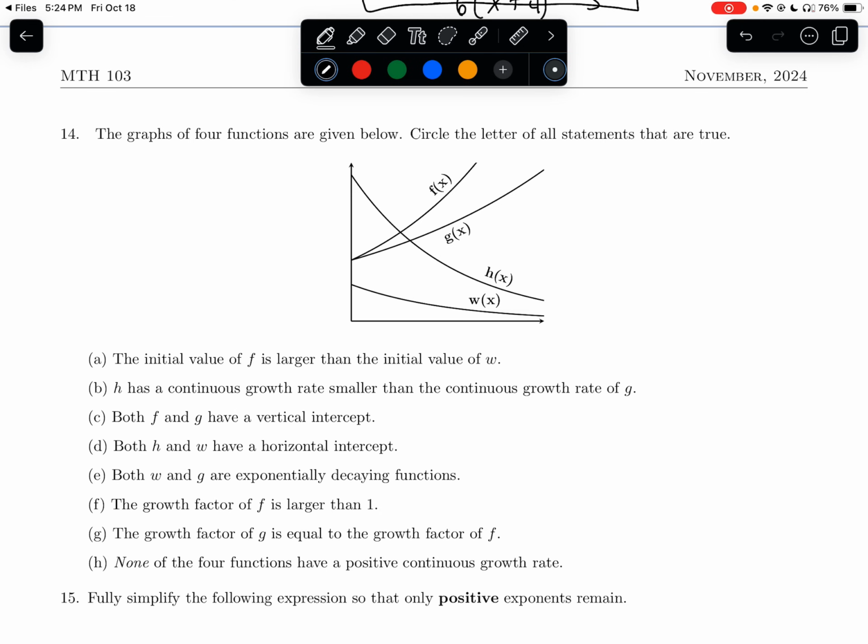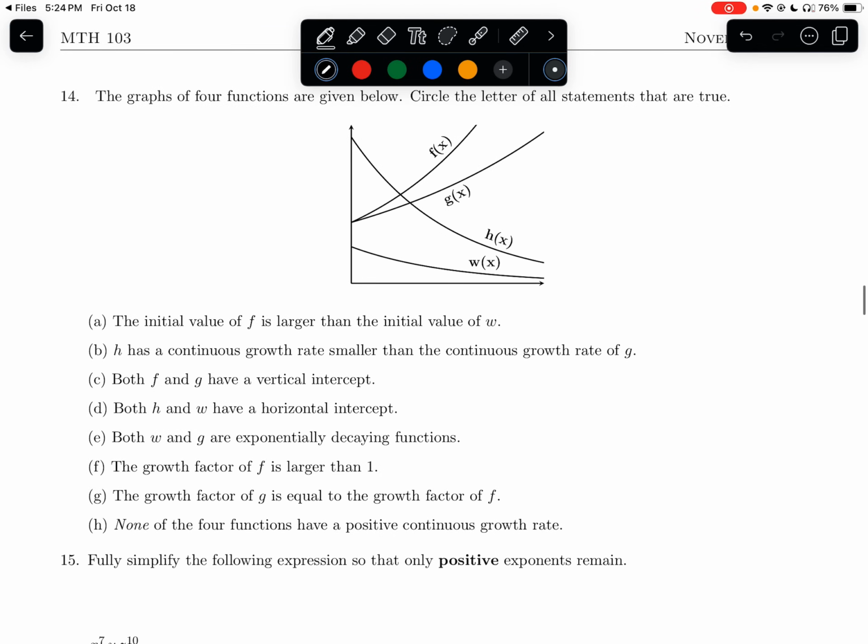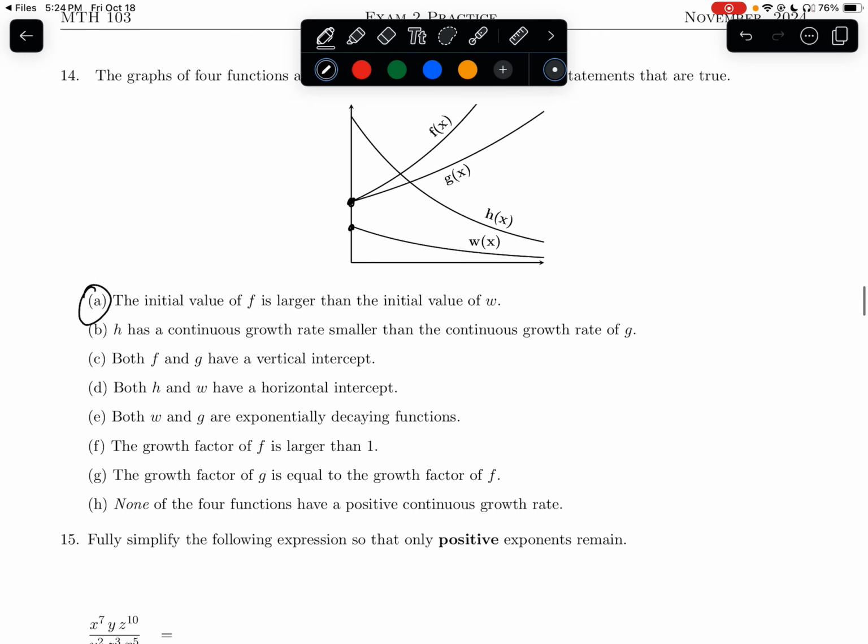These 4 functions are, so there's 4 exponential functions here. Which one of these are true? So the initial value of f is larger, so the initial value for f is here. The initial value for w is there, and that is bigger. It's further up on the y-axis, it's a bigger value.